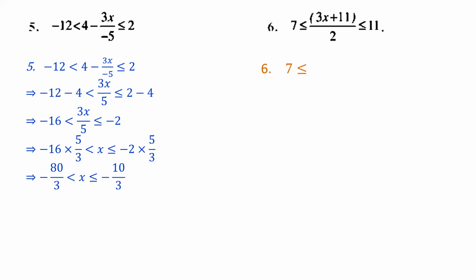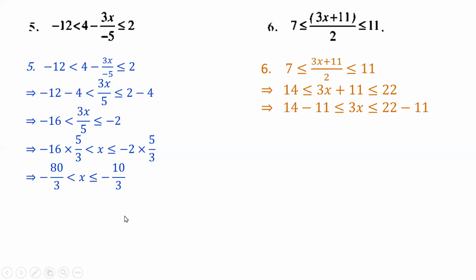So next, question number 6. 7 less than or equal to 3x plus 11 by 2 less than or equal to 11. First of all, multiply this inequality by 2. So that is 14 less than or equal to 3x plus 11 less than or equal to 22. Now subtract 11. So you will find 3x lying between 14 minus 11 and 22 minus 11. So 14 minus 11 is 3, so 3 less than or equal to 3x less than or equal to 11. Now divide this inequality by 3. So 1 less than or equal to x less than or equal to 11 upon 3.